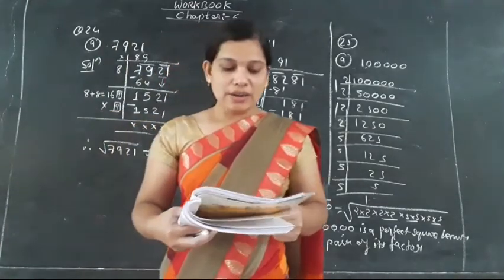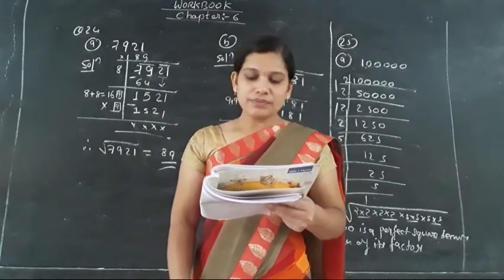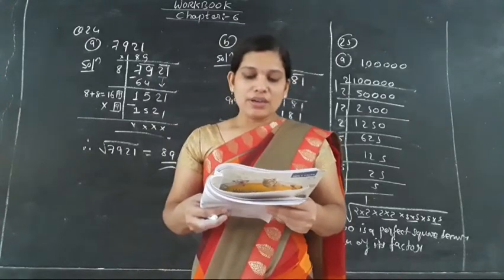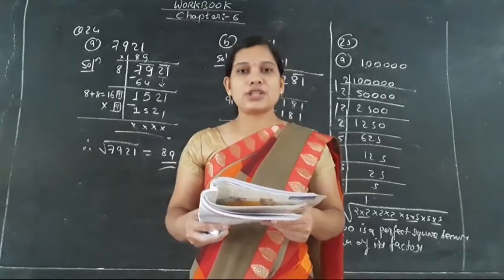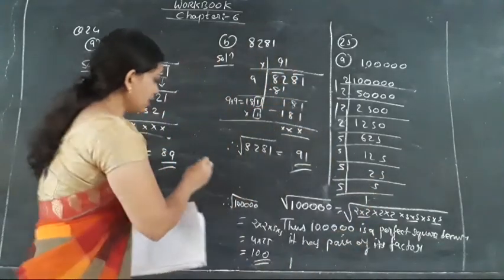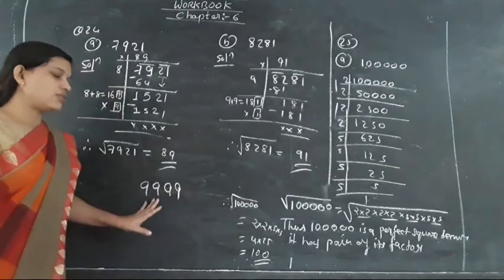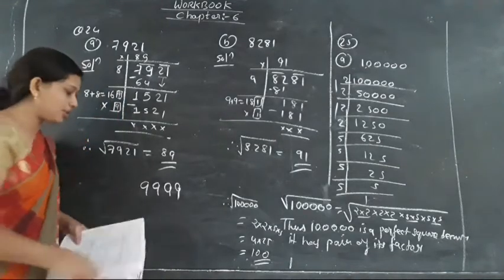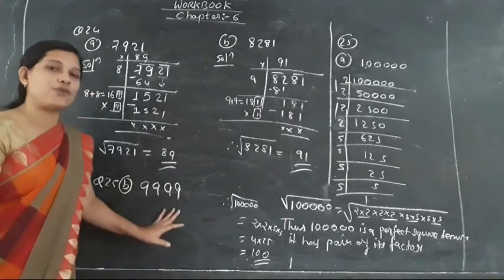that is the B part: find the greatest number of 4 digit which is a perfect square. So the greatest number of 4 digit is how much? Greatest number of 4 digit is 9999. This is question number 25 B part, isn't it? This is the greatest 4 digit number.